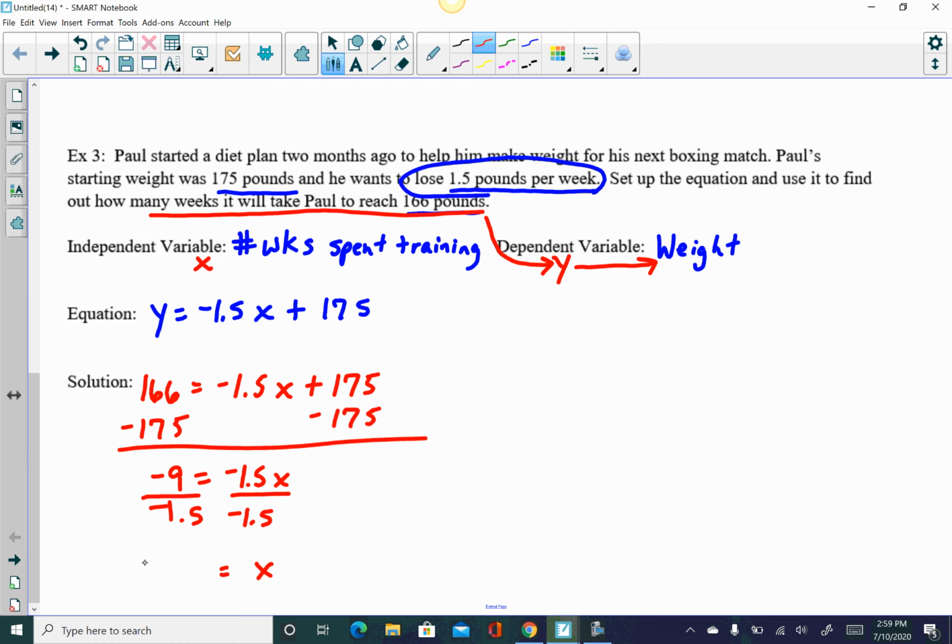Divide there, you should get 6. So you're talking about 6 weeks. It would take him 6 weeks to achieve his goal weight of 166 pounds. Okay, let's flip it on over.